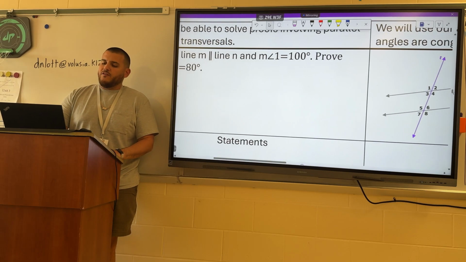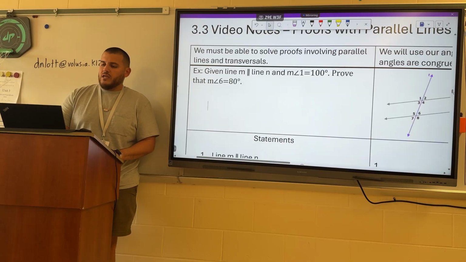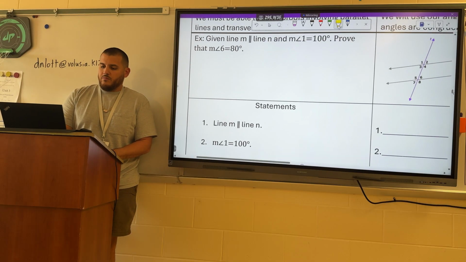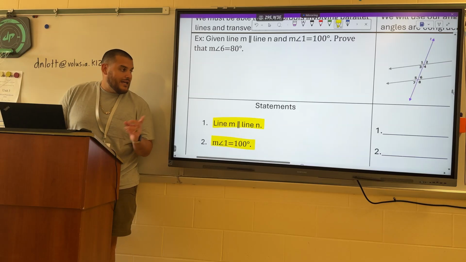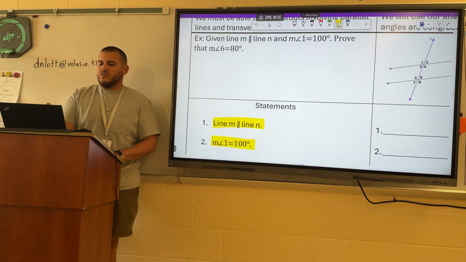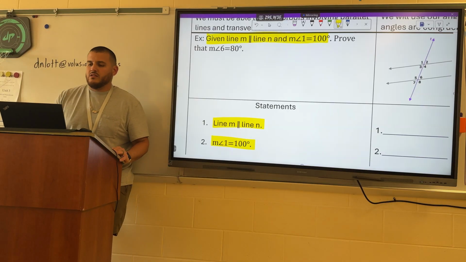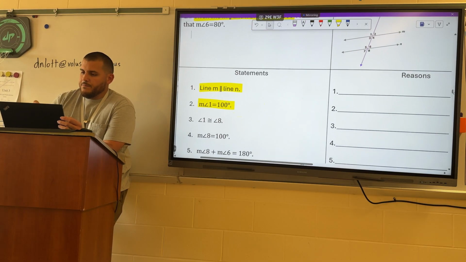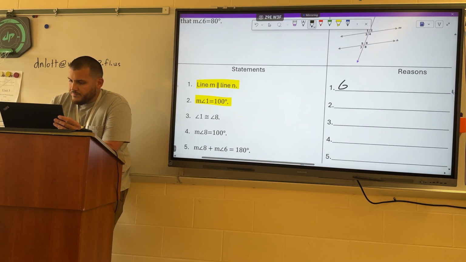Let's see the route that this proof takes, right? Let's remember that the first statement in any proof should be your given information. That's why this says in our statements 1 and 2, line M is parallel to line N, the measure of angle 1 is 100 degrees. Those are the things that were given to us at the start of this problem. So my first two reasons in this proof will just be given. These statements are true because they were given to us.